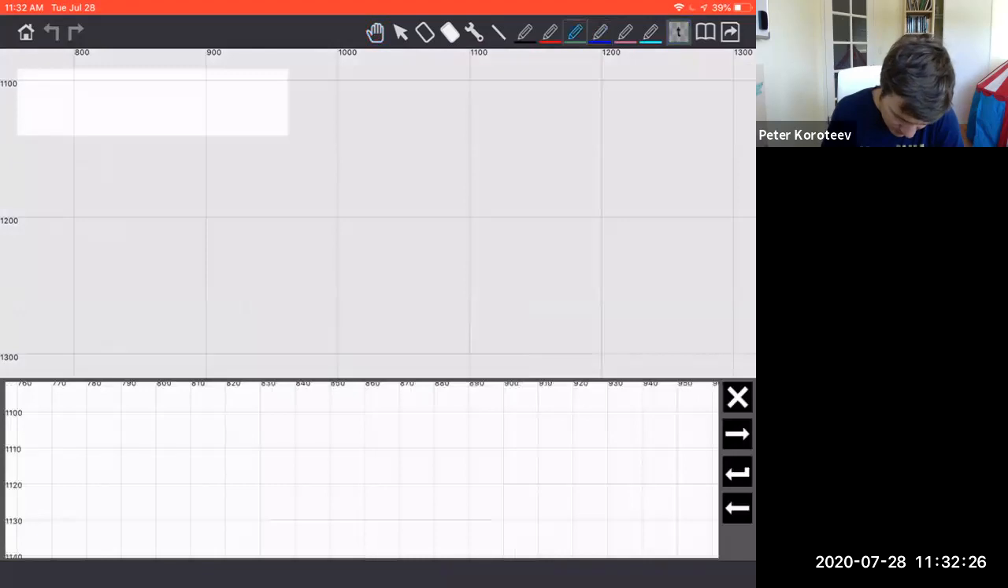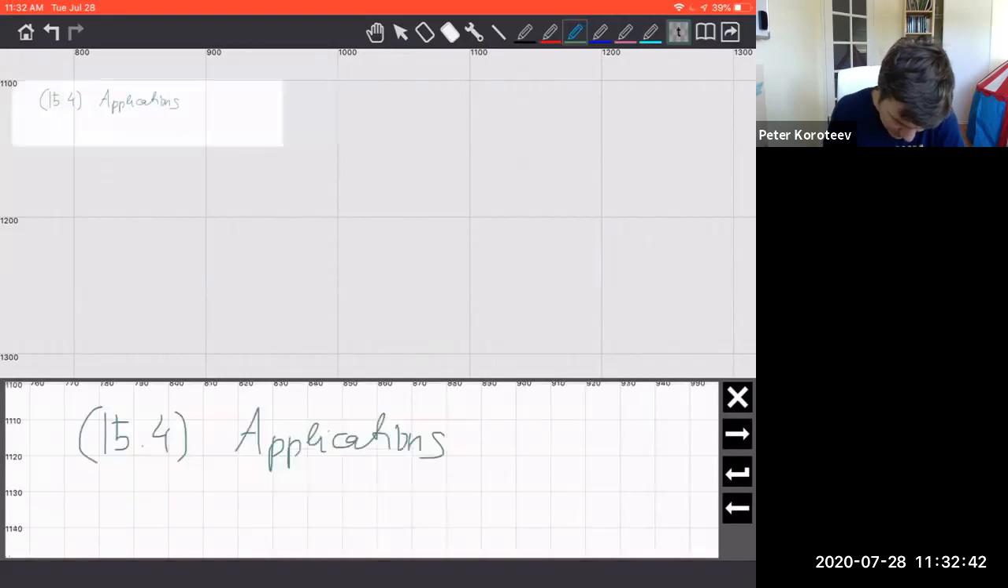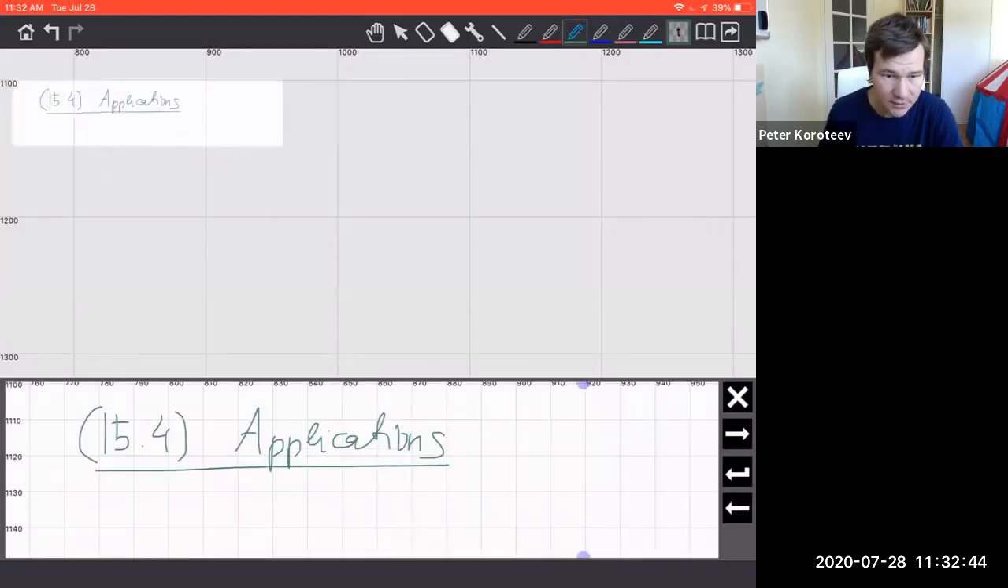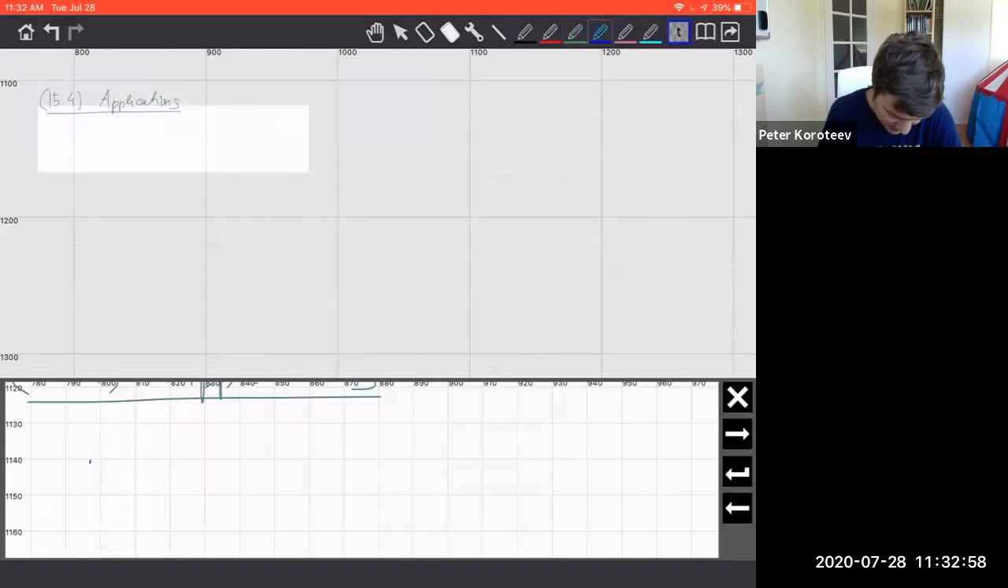Okay, so our next story is some applications of double integrals, section 1.4. Some physics applications, which bring a lot of examples to calculate. One of them, the first one, is mass and density.